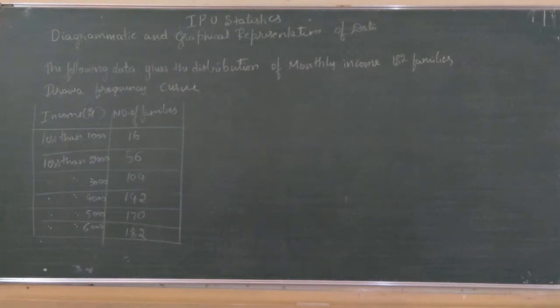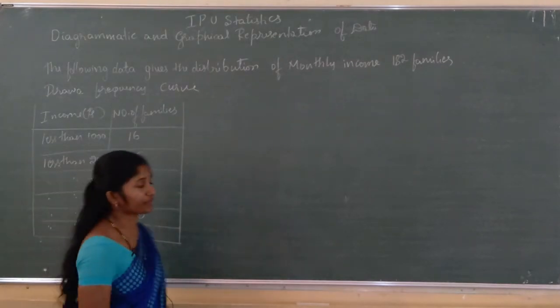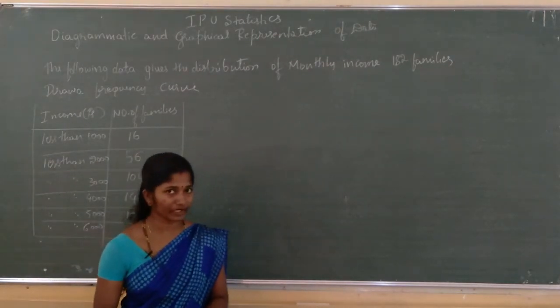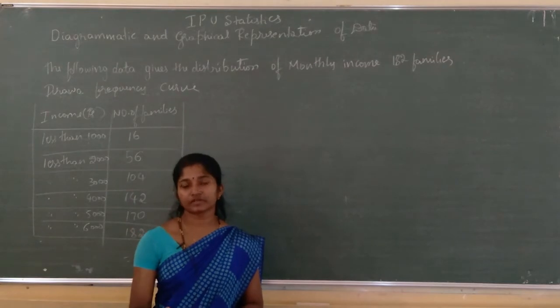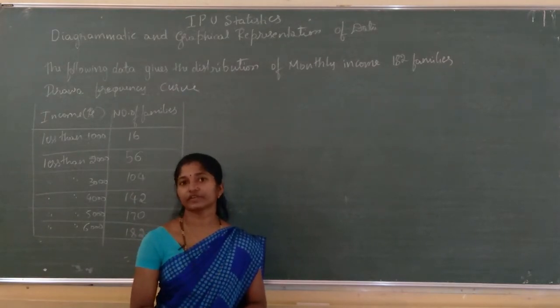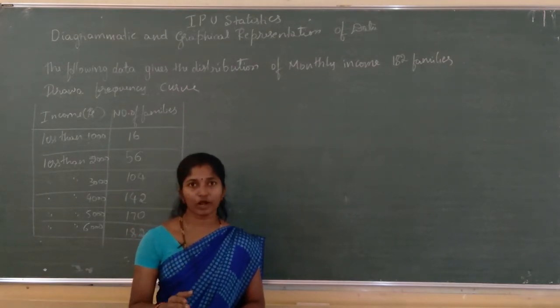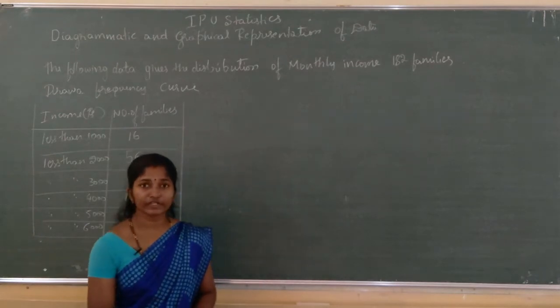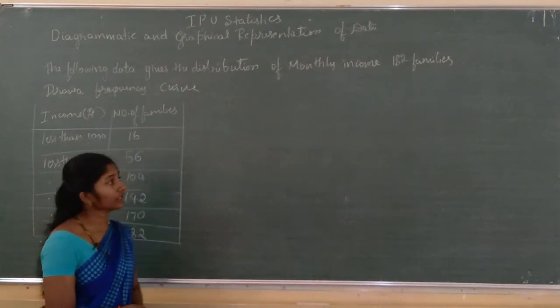Hey everyone, see students, frequency curve in the last class we have done. In the diagrammatic and graphic representation of data, we have completed which one? Histogram, that is in the graphical representation we have completed histogram, then which one? Frequency polygon and frequency curve.